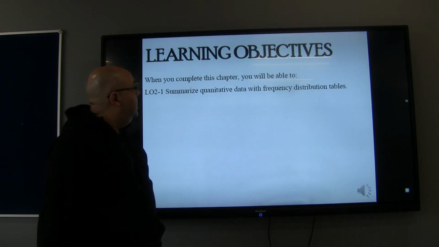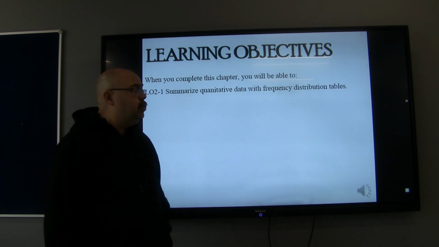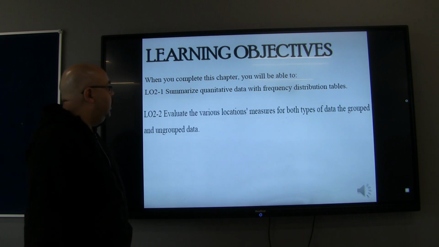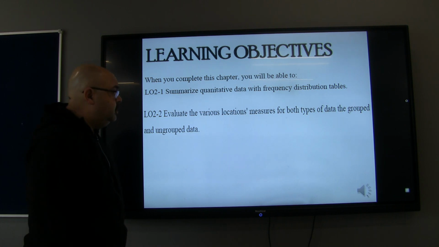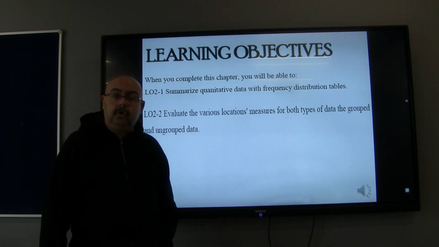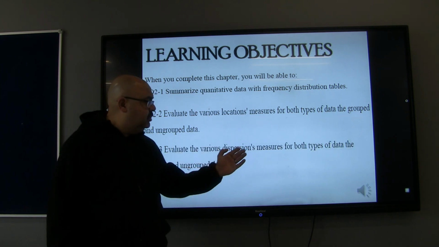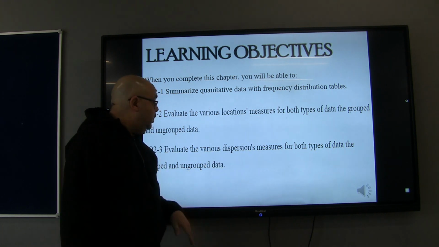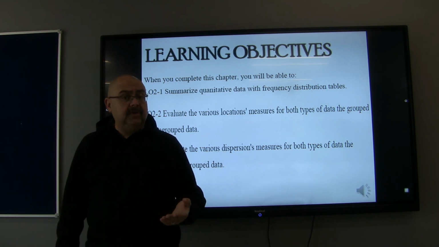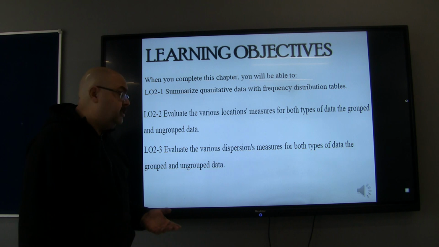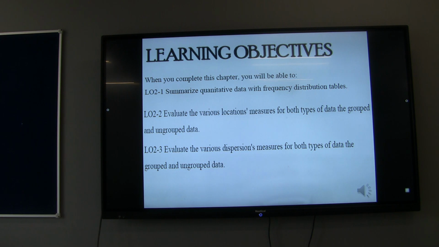Today's learning objectives are, by the end of this lecture, you should be able to, number one, summarize the qualitative and quantitative data with frequency distribution tables, evaluate the various location measures for both types of data, grouped or ungrouped. Also, you will be able to evaluate the various measures of dispersion, either the direct methods or the relative measures, as we spoke previously.